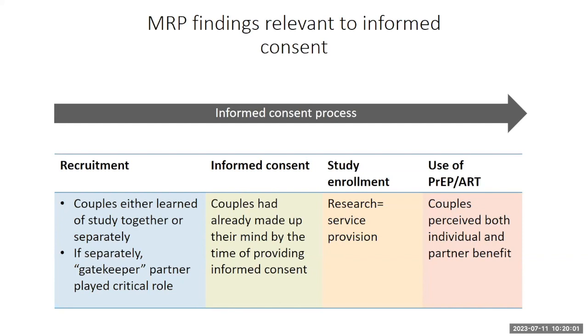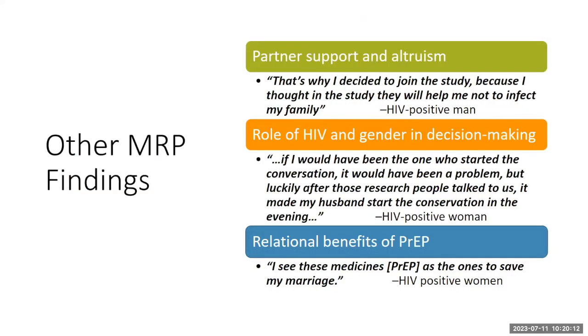And then for the use of PrEP and ART, we found that couples found both perceived individual and partner benefits, and it kind of helped their partnership as a whole. Some other critical themes that we found was this idea of partner support and altruism. Once HIV was disclosed within a relationship, it was not widely disclosed. So it became like the shared secret within the couple. And then the negative partner became this really important source of support for the positive partner. This idea of prevention altruism kind of worked both ways. So the positive person would want to be on treatment to protect their partner, and the negative person would want to be on prevention to help protect themselves.